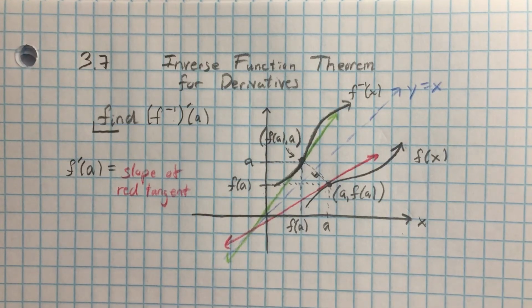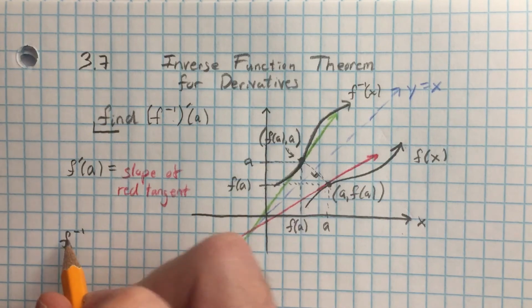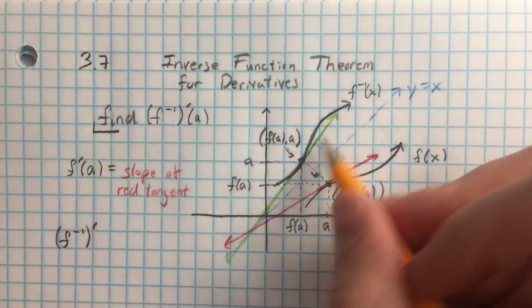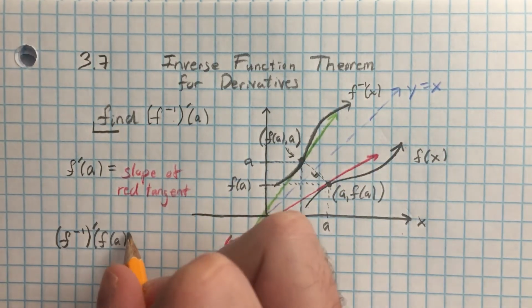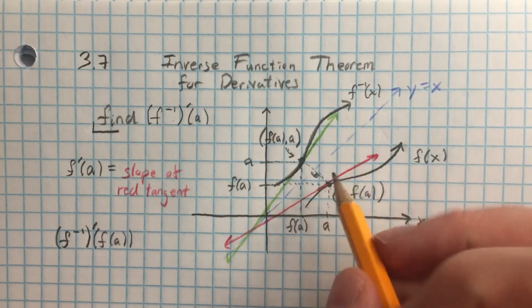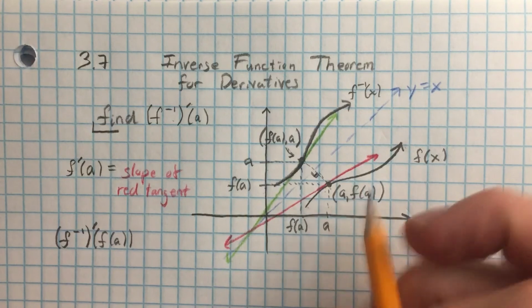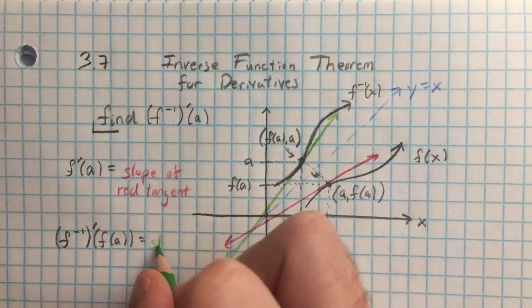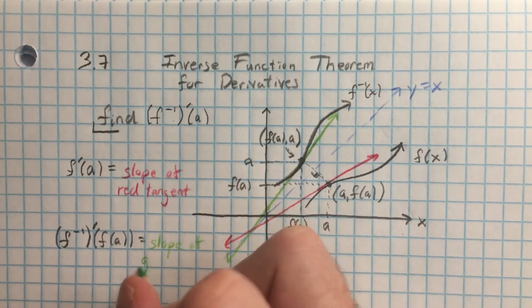And the notation for that would be f inverse. I'm on the inverse function. I'm not just on that function, I am thinking about its derivative because I have a tangent line there. But where? At f of a, not at a. It's happening at f of a for the inverse function's derivative. The slope of the inverse function at f of a should equal the slope of the green tangent.